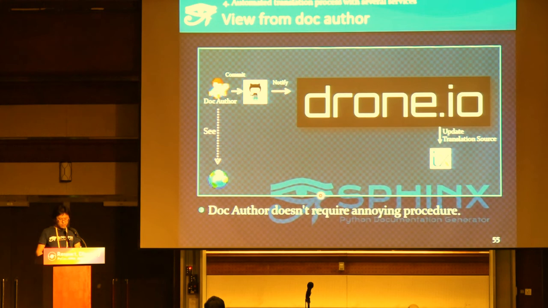In summary, let's look at the result of the automation from each point of view, as author and translators. At first, the point of view of the doc author. When the author pushes to the repository, the translation source on Transifex will be updated. This process was invoked.